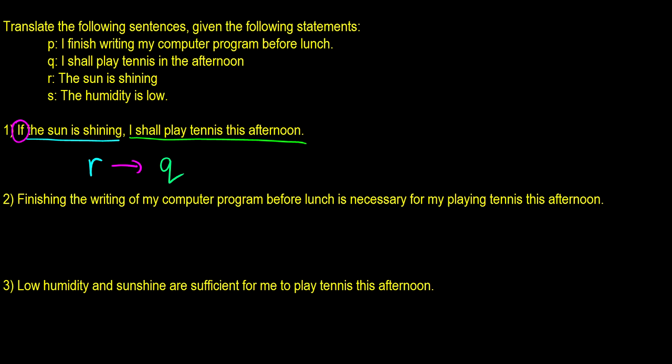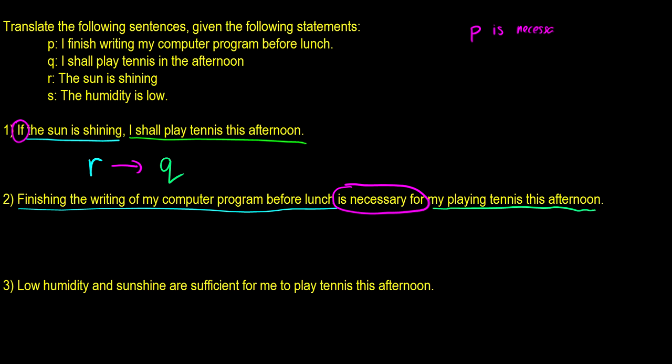Second sentence, finishing the writing of my computer program before lunch is necessary for my playing tennis this afternoon. So we have two statements, finishing the writing of my computer program before lunch, and playing tennis this afternoon, and we have this connective, is necessary for. So, is necessary for, what this means is if I have P is necessary for Q, this is the same as saying Q arrow P.